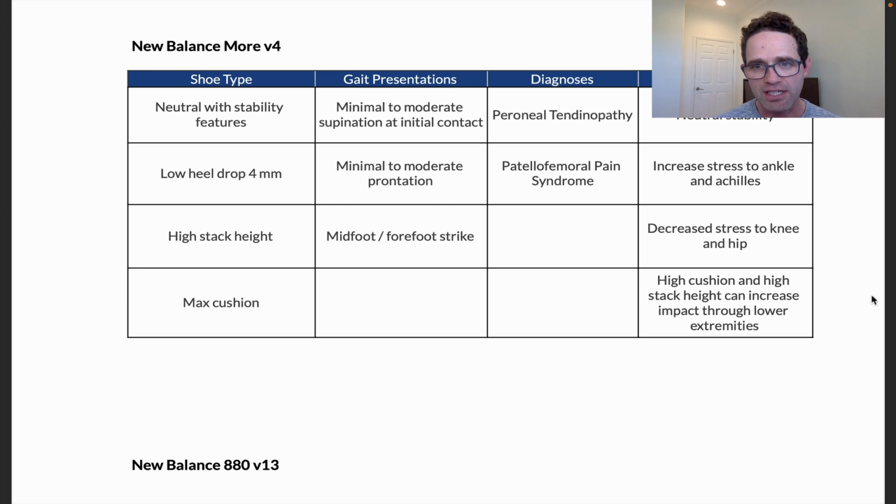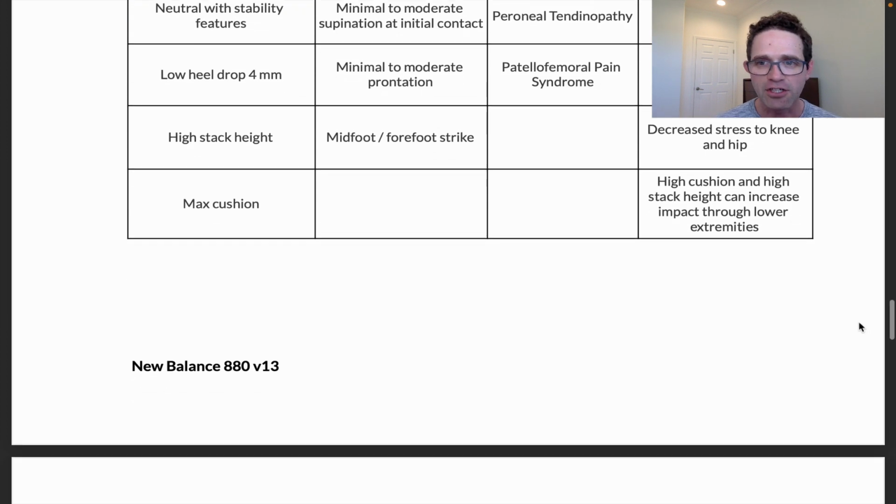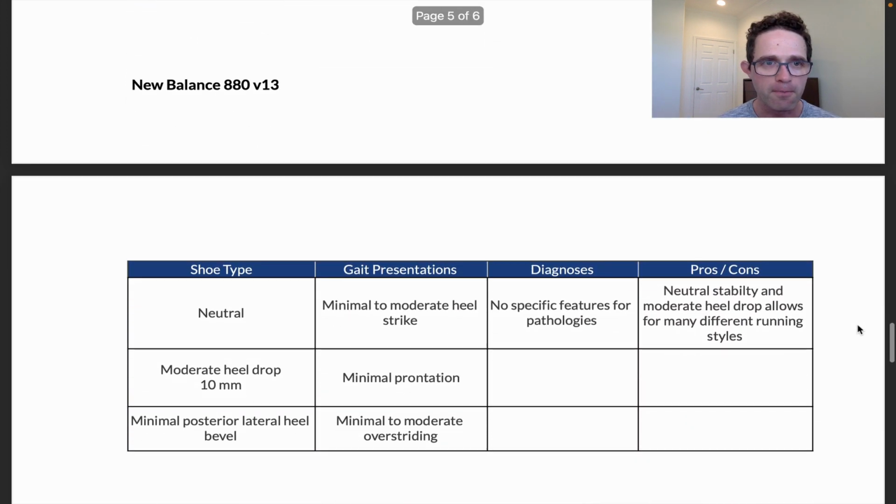Pros and cons: neutral stability. We're going to have increased stress to the ankle and Achilles, decreased stress to the hip and the knee, and we want to be mindful of those high cushion, max cushion shoes.